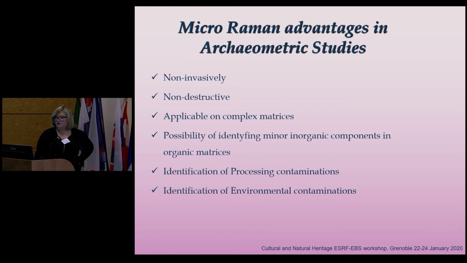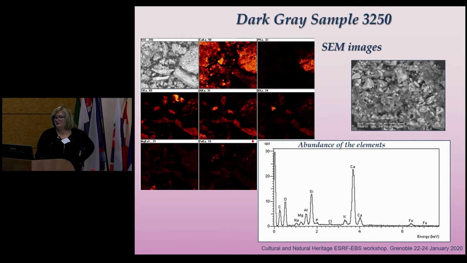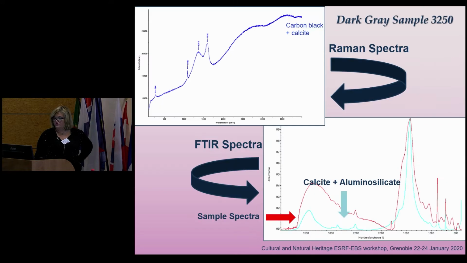And it's also possible to identify with this technique mineral and organic components inside a complex matrix, and also contaminants of processing and environmental contaminants too. So you use it as a screening technique to study a lot of samples; you will understand how many samples we usually manage. So this is just an example of some images of one sample, one of the thousand samples, and here the abundance of elements, just to give an idea for those of you who are not chemists, but all of you know this very well.